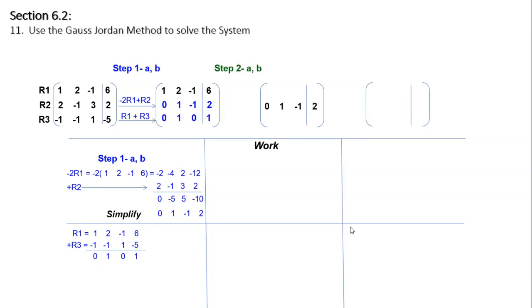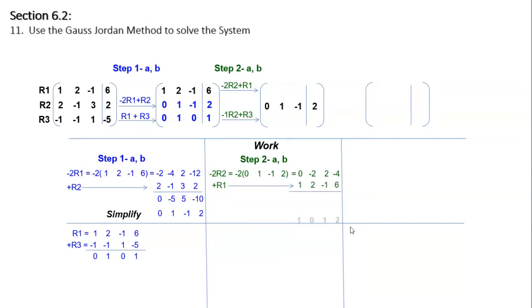Second step, again, now it's the second column. I want a new row 1 and I want a new row 3. Since row 2 is not getting altered, I'm just going to write it. That way I don't confuse myself about which ones I'm altering. Okay, so to get a new row 1, I'm going to multiply -2 to row 2 and add it to row 1. To get a new row 3, I'm going to multiply -1 to row 2 and add it to row 3. So let me show you my work.